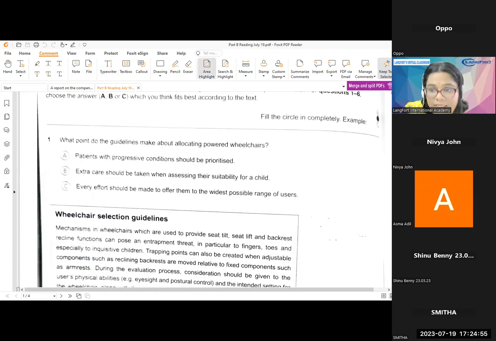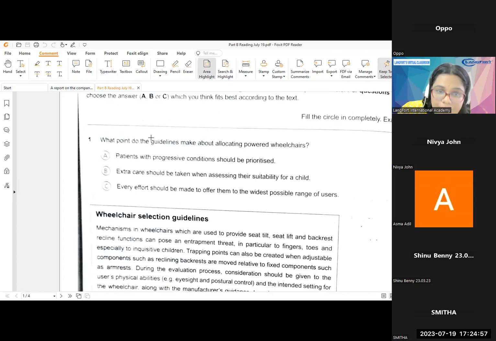Okay, all right. So here we know from the question itself that we are going to read guidelines, and the guidelines are about allocating. What do you mean by allocating? What is the meaning of the word allocate? When you allocate some work to someone, what are we doing? Allocate. Giving or assigning. When you assign or give something, that's what we call allocating.